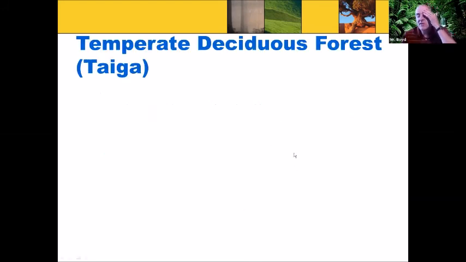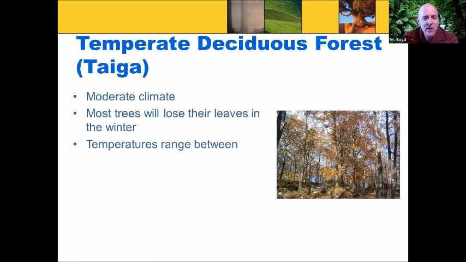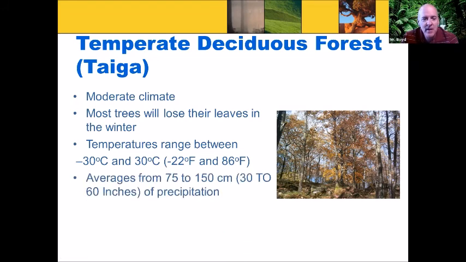Okay, temperate deciduous forest, the taiga. This has a moderate climate. Most of the trees will lose their leaves in the winter. Temperature range is between minus 30 degrees Celsius, minus 22 Fahrenheit, and 86 degrees Fahrenheit. Average 30 to 60 inches of precipitation.